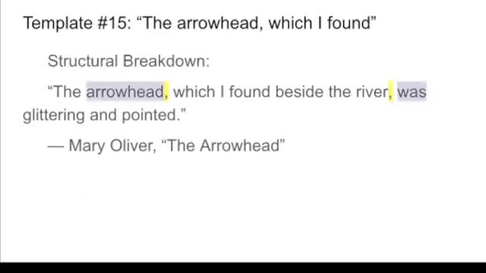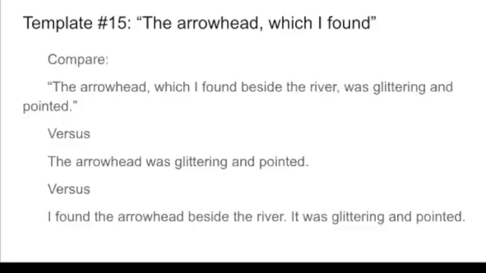And if we look at the structural breakdown, the key here is these two called parenthetical commas. There's one that's opened and you put the phrase inside and then it closes it up. And they're right between the main subject and the verb. We could get rid of the entire phrase within the commas and the sentence would be completely correct. The arrowhead was glittering and pointed. But because of those commas, they can stick in this entire extra phrase and the sentence still is correct.